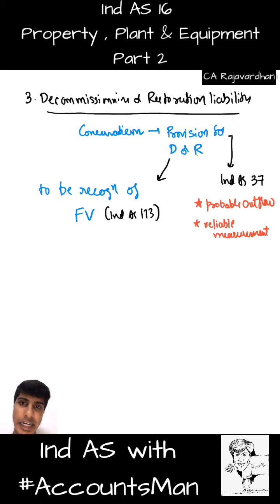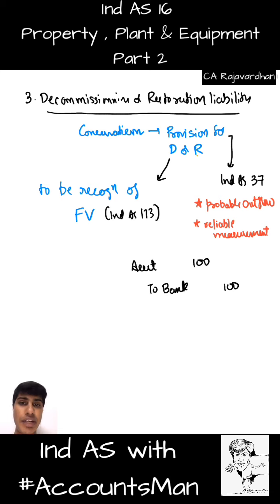Now assume the asset is purchased for 100, and at the end of its useful life, I might have to pay 10 rupees for the removal of the asset. So then my usual journal entry will become like this. I'll write to bank. How much am I paying? 100. And I'll write my asset 100. But I need to incur 10 rupees for removal of the asset later.